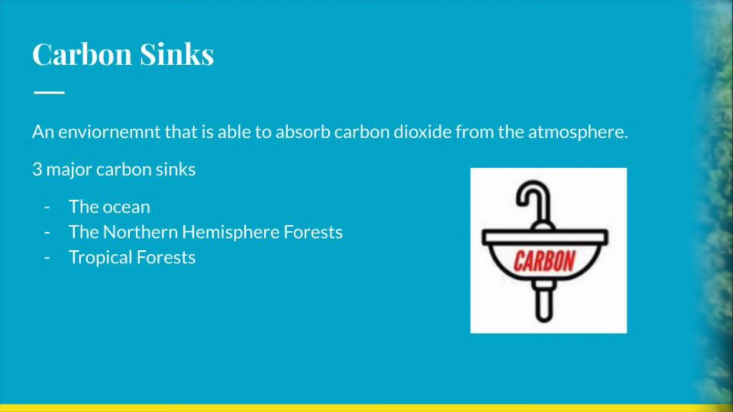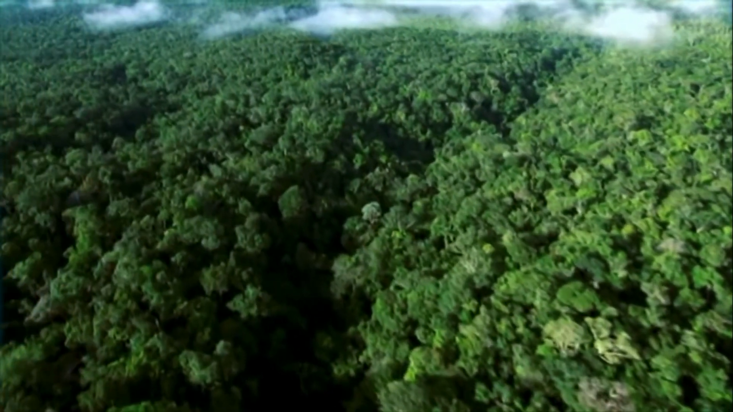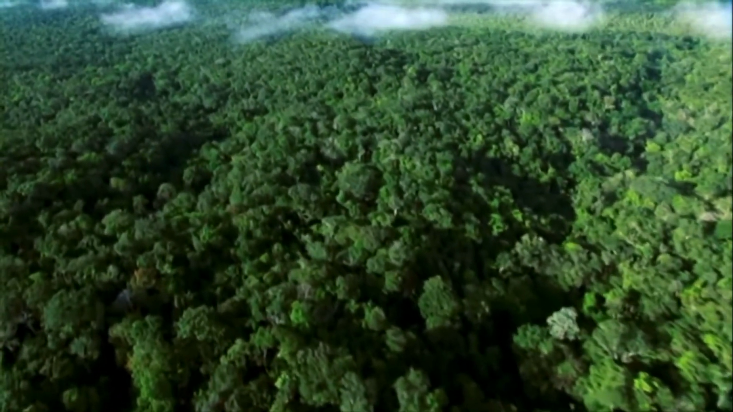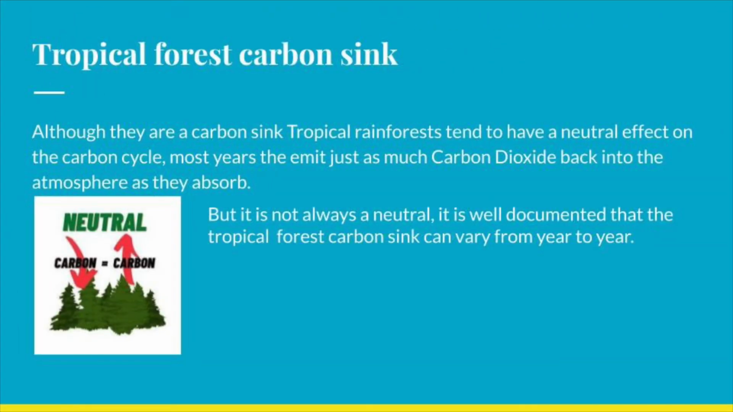Three major carbon sinks on Earth are the ocean, the northern hemisphere forests, and the tropical rainforests. Although tropical rainforests are one of the three major carbon sinks, they tend to have a neutral effect on the carbon cycle most years. That means most years they emit as much carbon dioxide back into the atmosphere as they have absorbed. Essentially, this means they're putting out as much carbon dioxide as they're taking in. This is through respiration, forest fires, etc. But they're not always neutral.